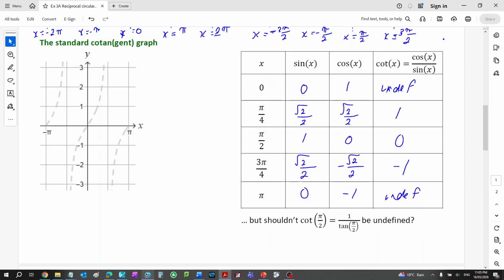And so I'm going to plot these. So when x equals 0, we're undefined. That's going to be an asymptote. Also, at pi, asymptote. At negative pi, asymptote. Equations, of course, minus pi, 0, and pi. And so some other points we have is pi on 4 is going to be 1.